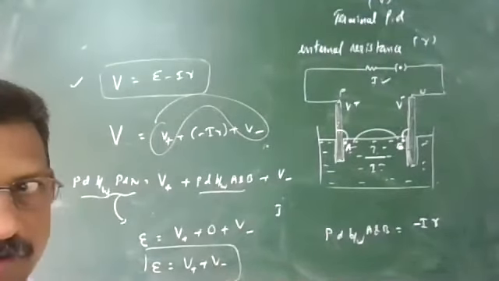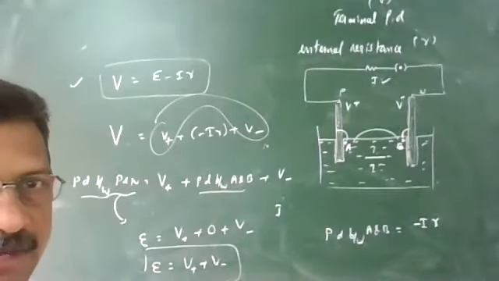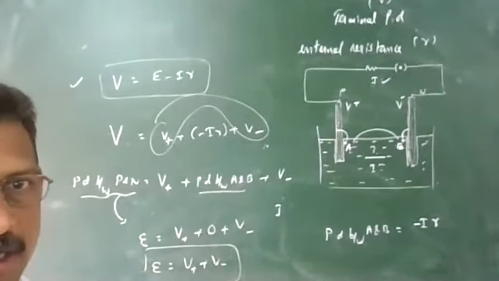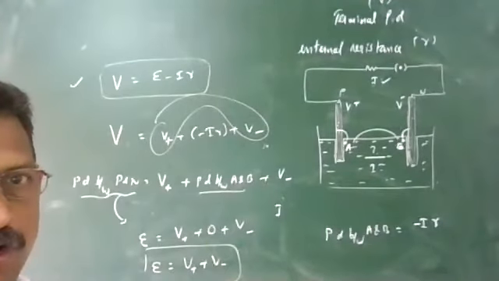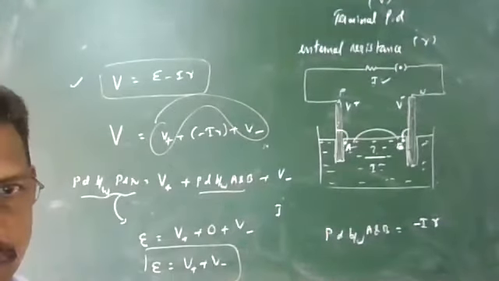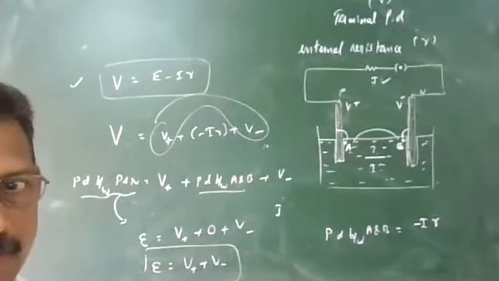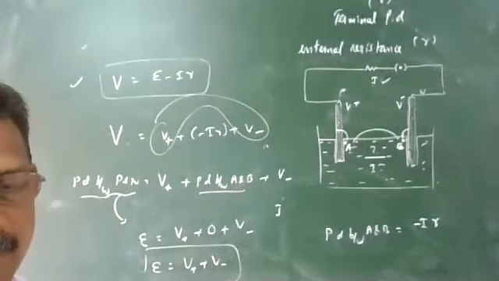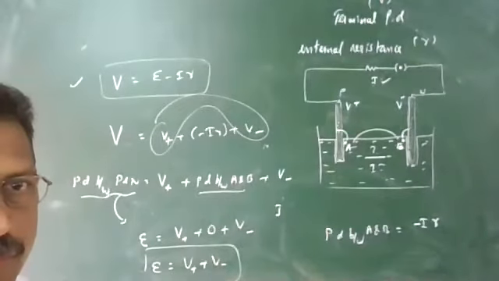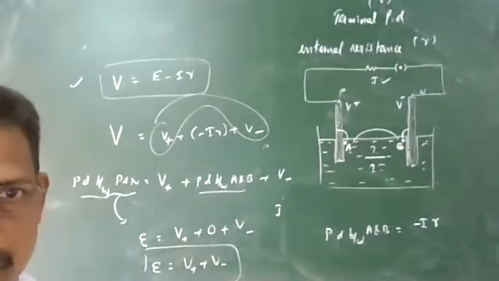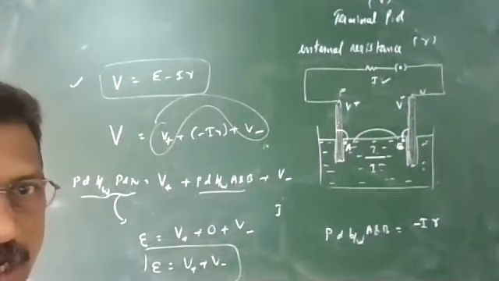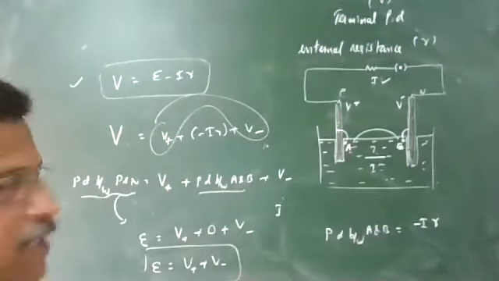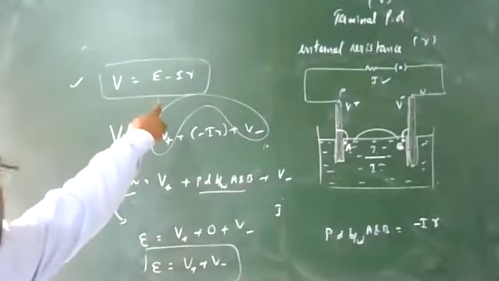So terminal potential difference will always be less than EMF, because some potential fall is taking place across the internal resistance. Internal resistance means the resistance offered by the cell. It also depends on many factors, I already mentioned. So V equal to E minus Ir. V can be greater only when you charge a cell. That time V will equal E plus Ir. Okay, so this is the equation V equal to E minus Ir.